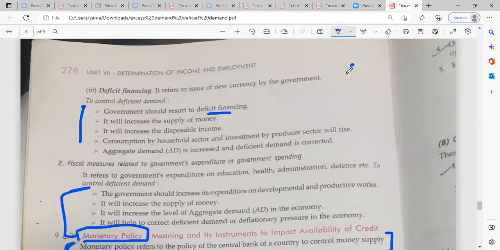Now, coming to deficit financing. Deficit financing is, for example, my budget was 100 rupees. But somewhere, when I did a party, like we went to a good restaurant or something, the bill was 200 rupees.